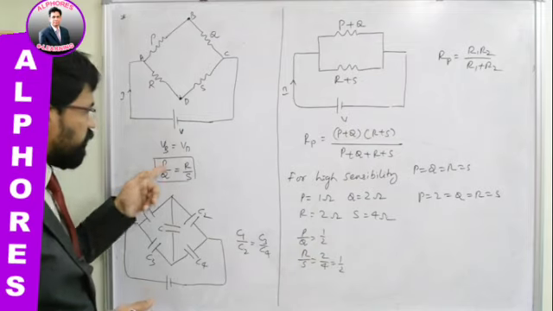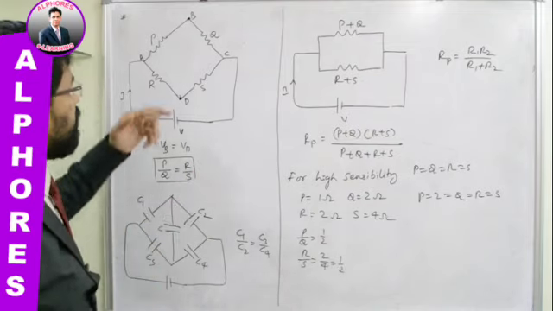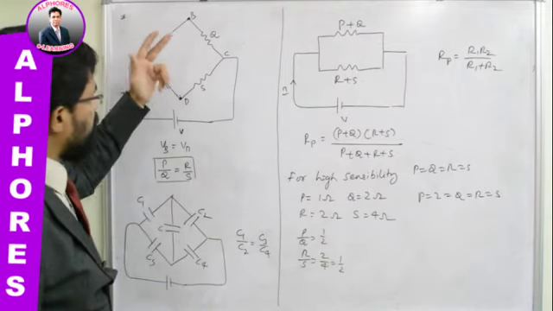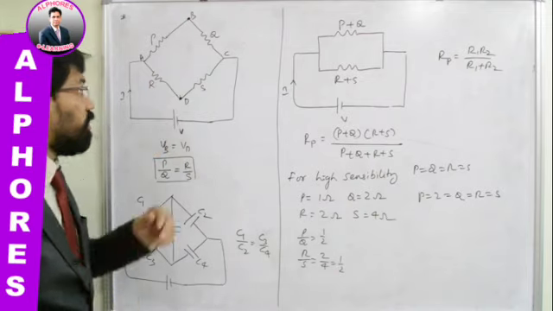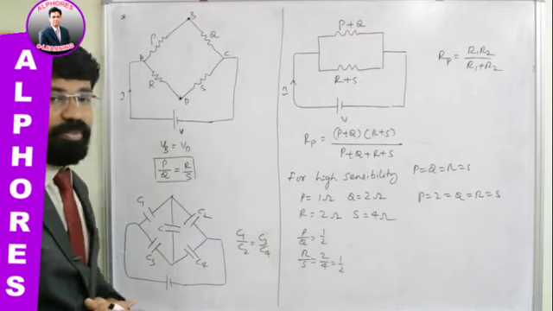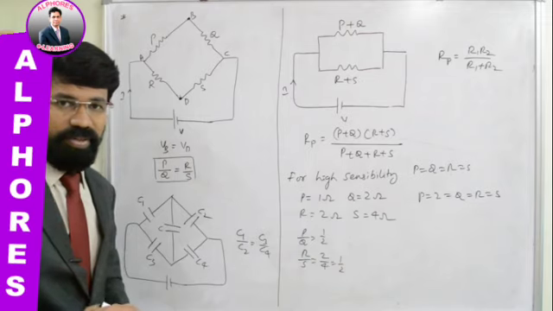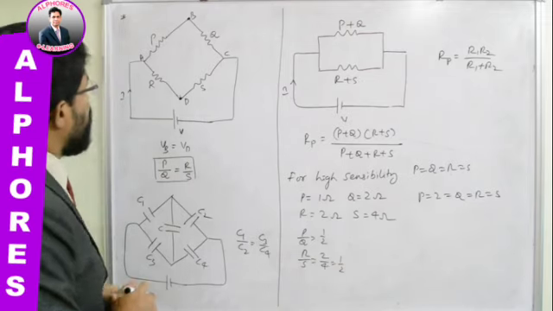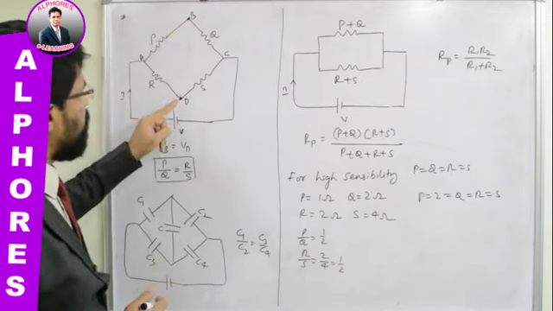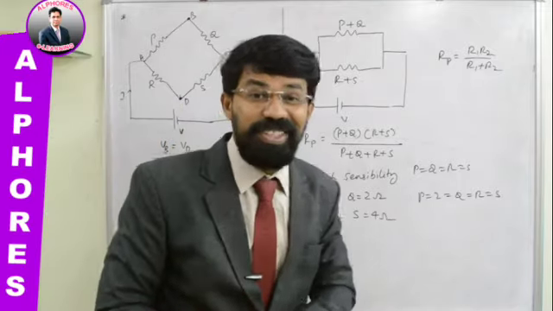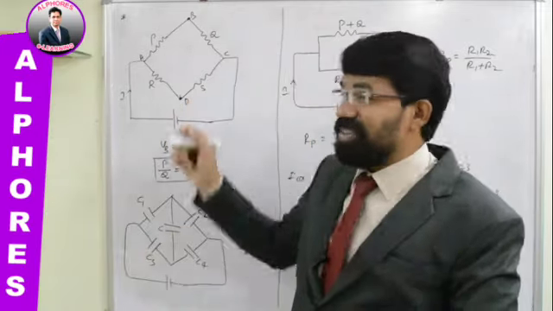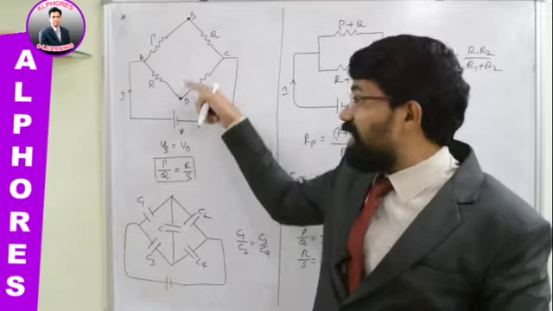Or if P by Q is equal to R by S condition is possible, then you can say that potential at point B and potential at point D are the same, or there won't be any current passing between B and D. Vice versa, what if potential at point B and potential at point D are not the same? It means there is some potential difference. If there is some potential difference, there will be current between these 2 points.